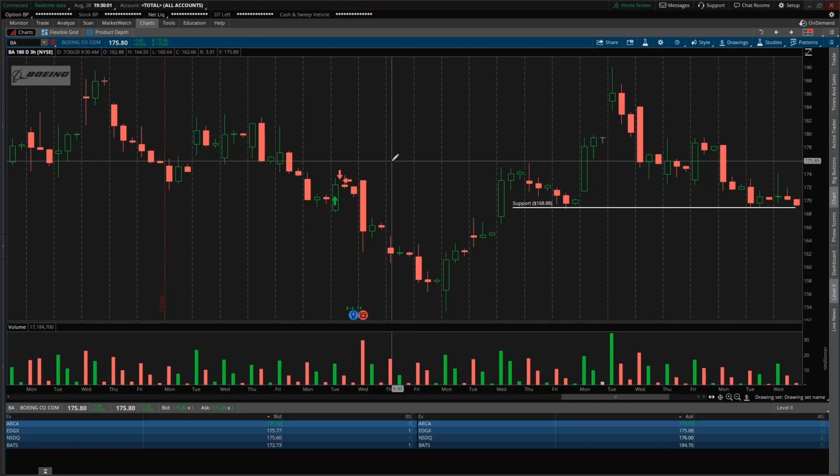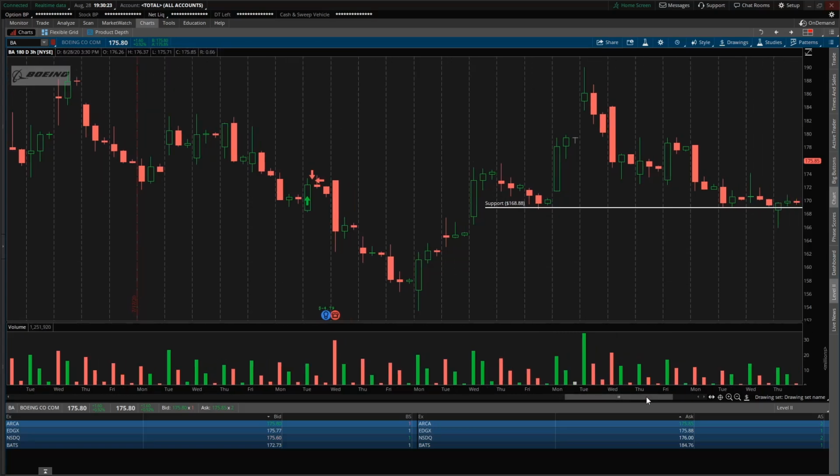So really fast, here's another example on Boeing, and this is a support zone. Price came down, hit this mark, and then maybe a week or two later, we came down and hit that same support mark. The next day, it hit the same support mark and closed above it, could not close below it. Now the next day, if I extend this support zone at the $168.88 mark, we broke below it.